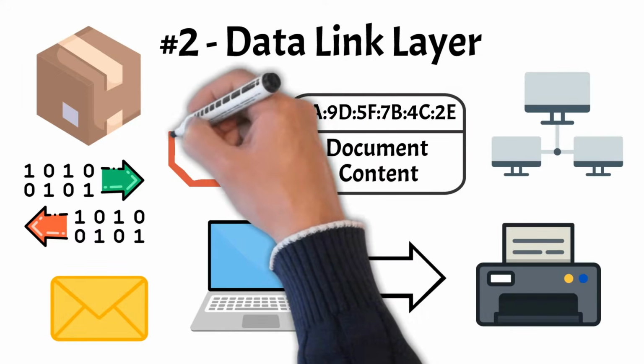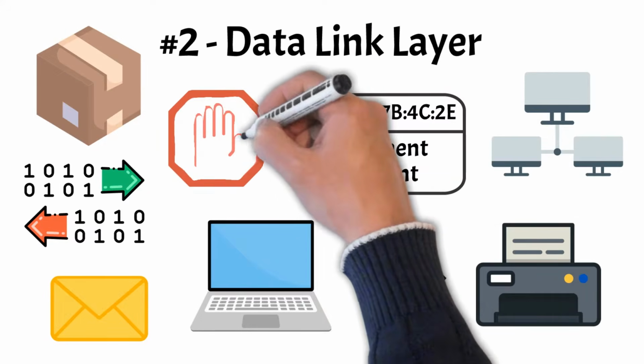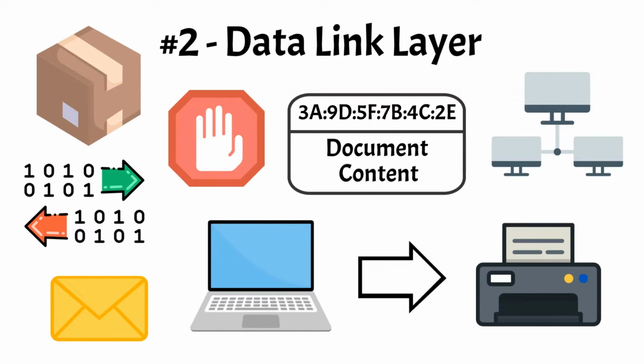It also controls the data flow to prevent collisions, making sure the transmission is smooth and efficient. In essence, the data link layer makes sure data is properly packaged and accurately delivered within a local network.